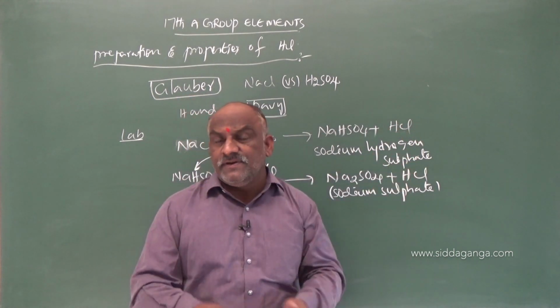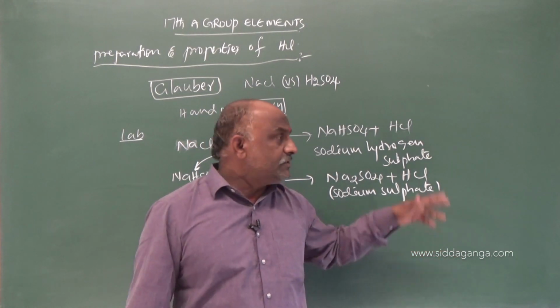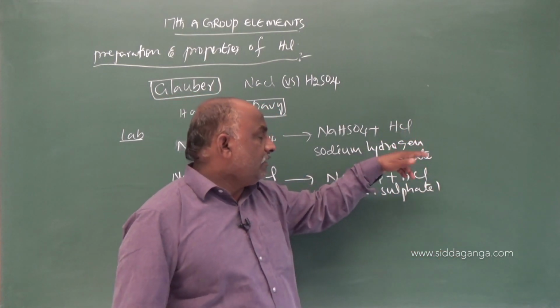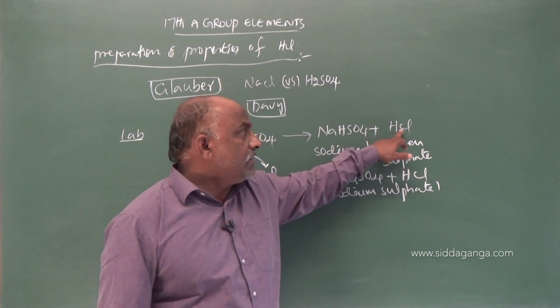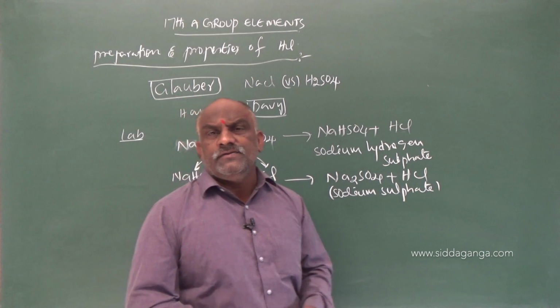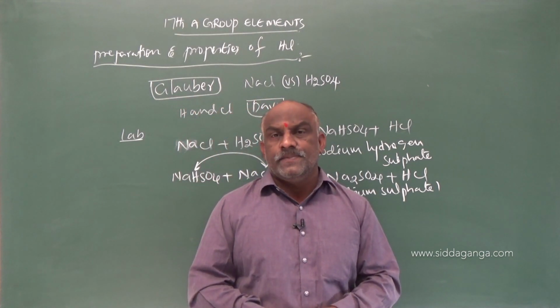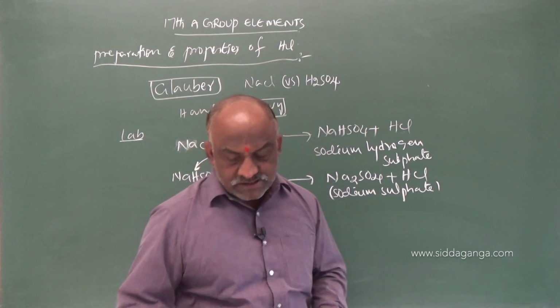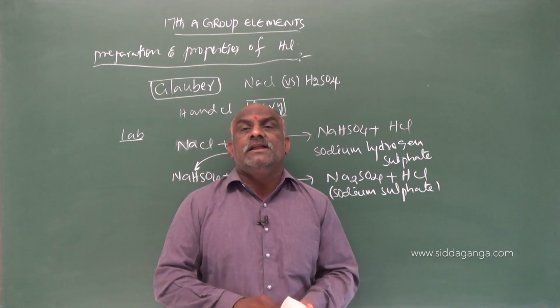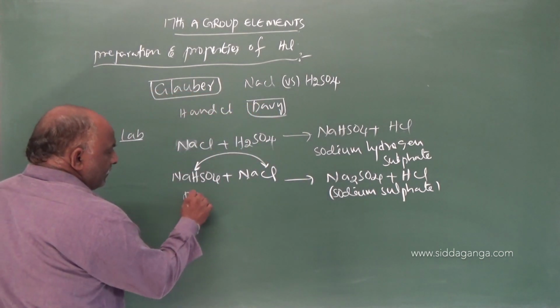What is the difference between hydrochloric acid and hydrogen chloride? Just wait, I will explain later. So it is called hydrogen chloride. This was a simple preparation. And what are the physical properties of hydrogen chloride? Hydrogen chloride is a gas. Which gas? Colorless gas, with a pungent smell. These are the physical properties.